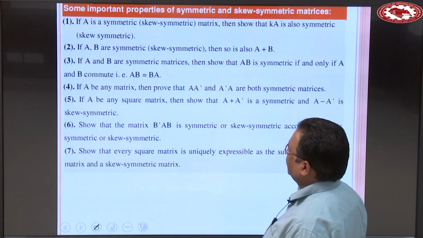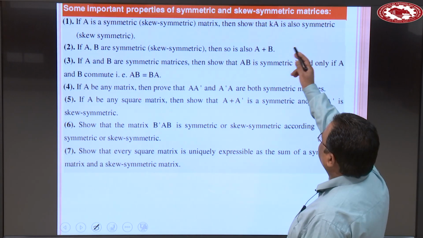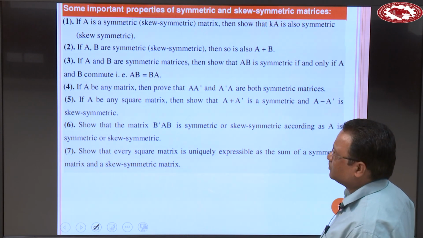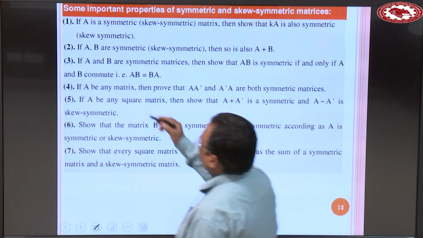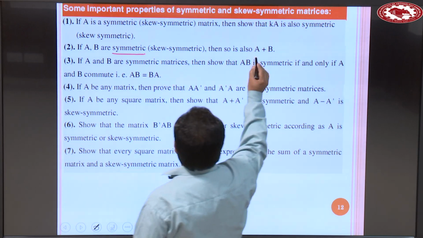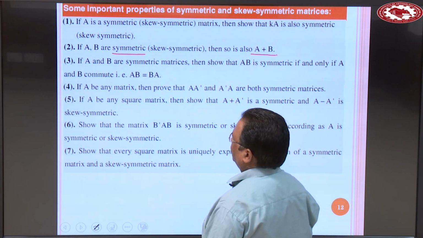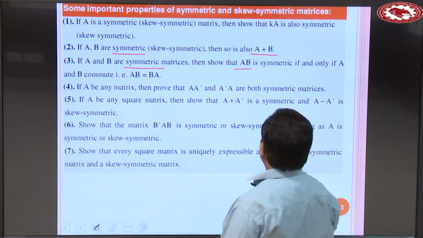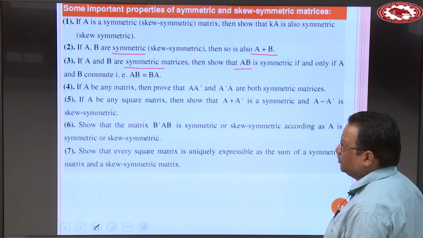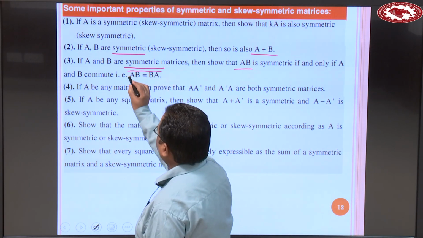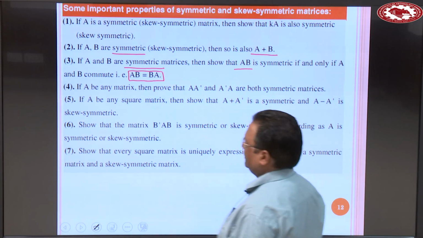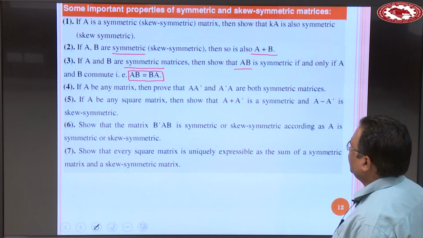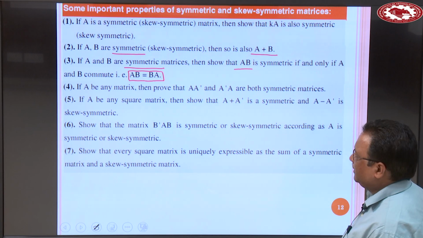If A is symmetric, then KA is also symmetric. If A is skew symmetric, then KA is also skew symmetric. If A and B are symmetric, then A plus B is also symmetric. If A and B are symmetric, then AB is also symmetric if and only if A and B commute, that is AB is equal to BA.